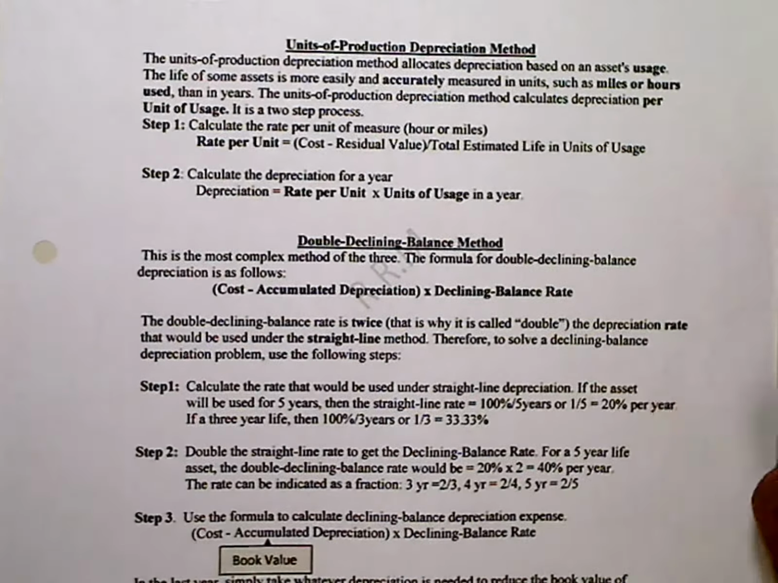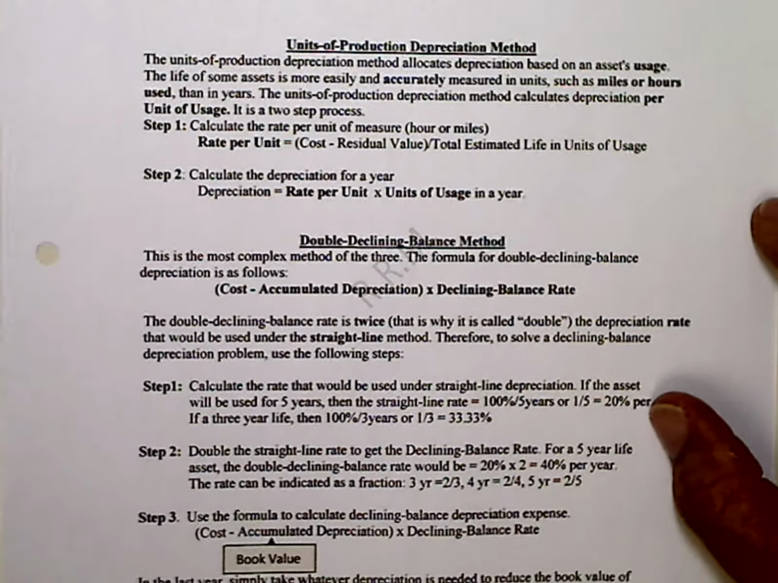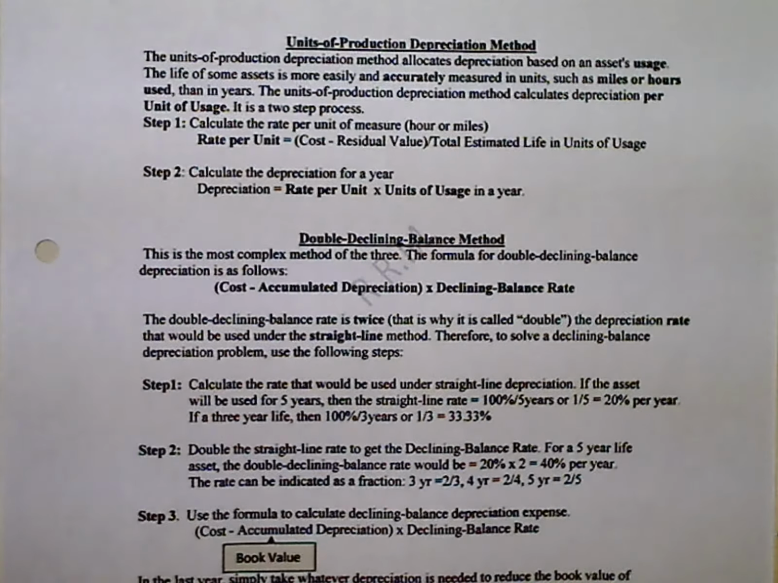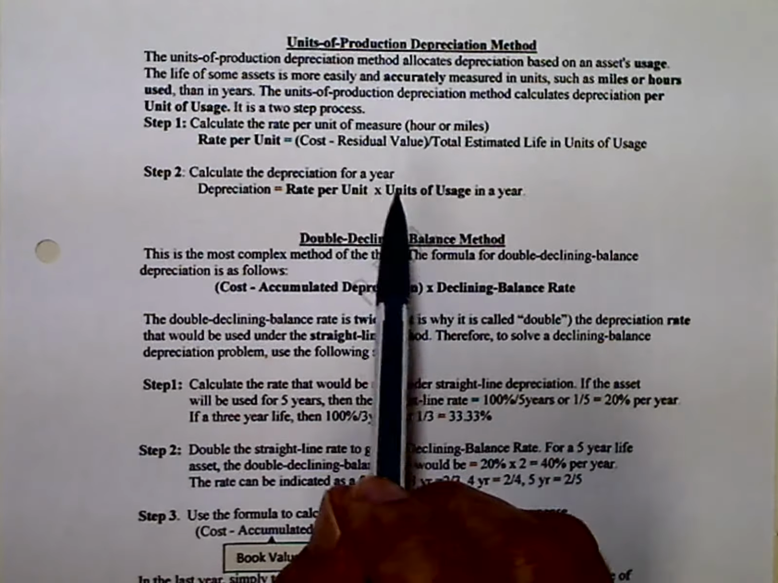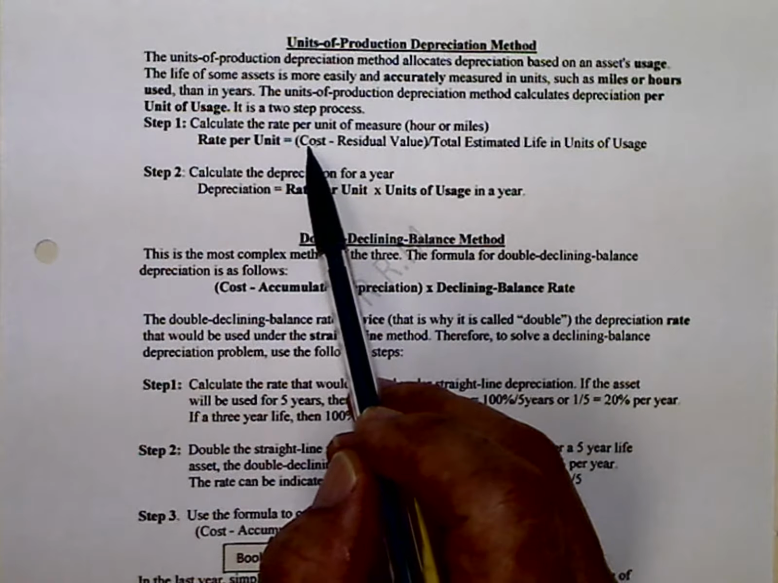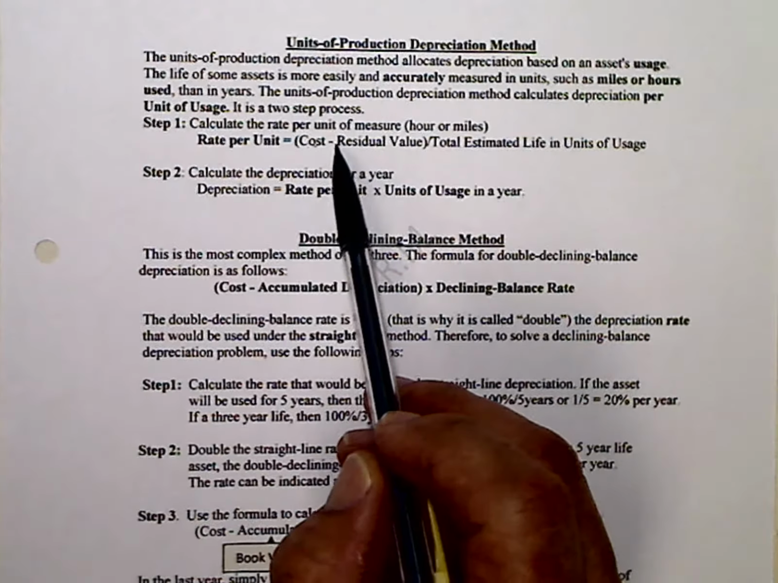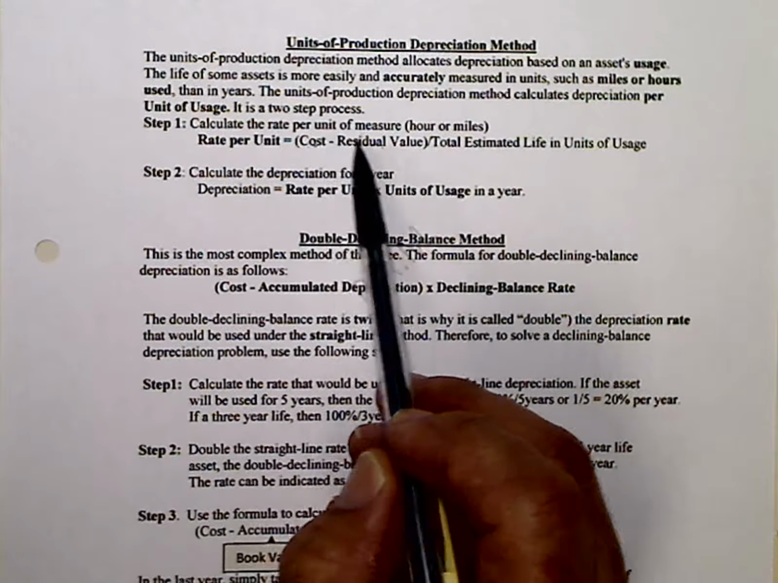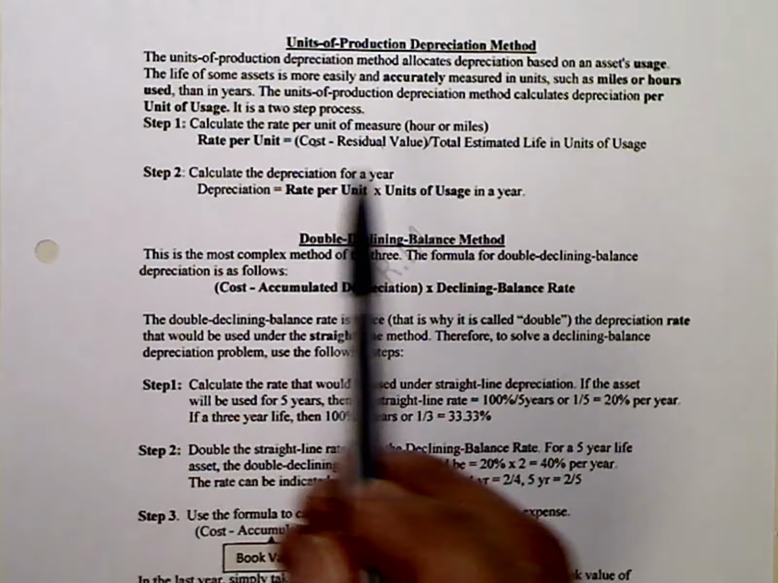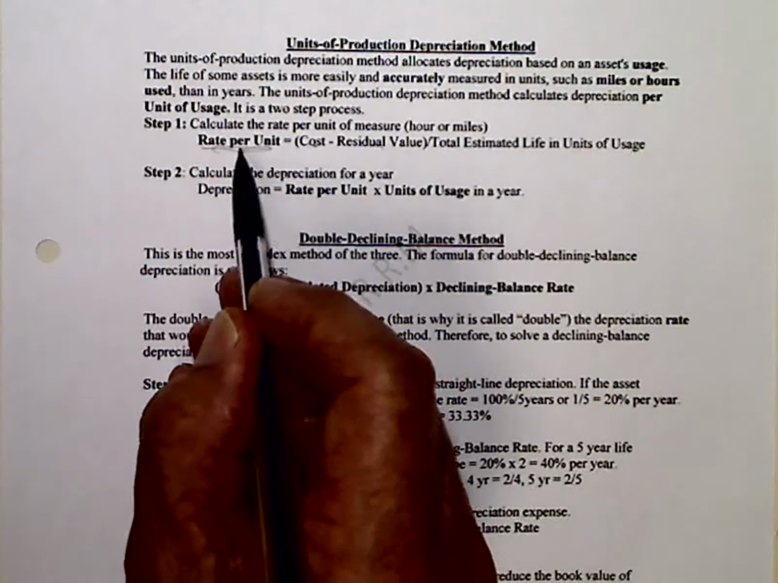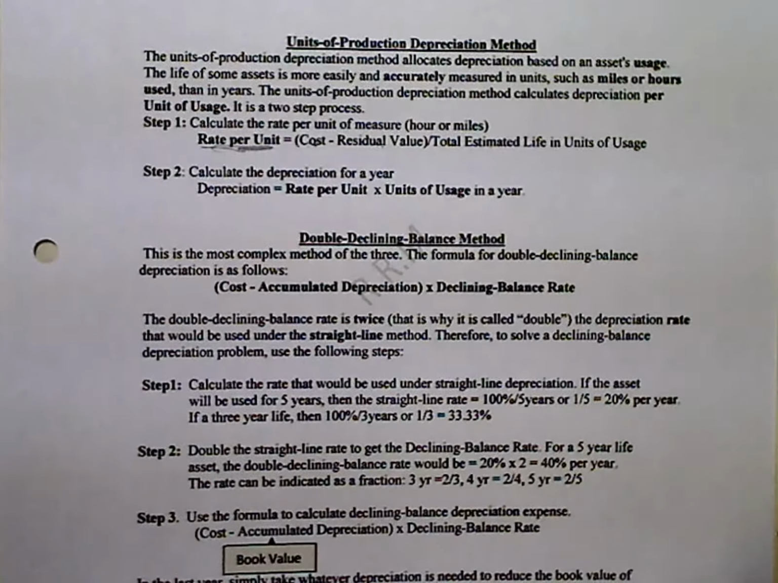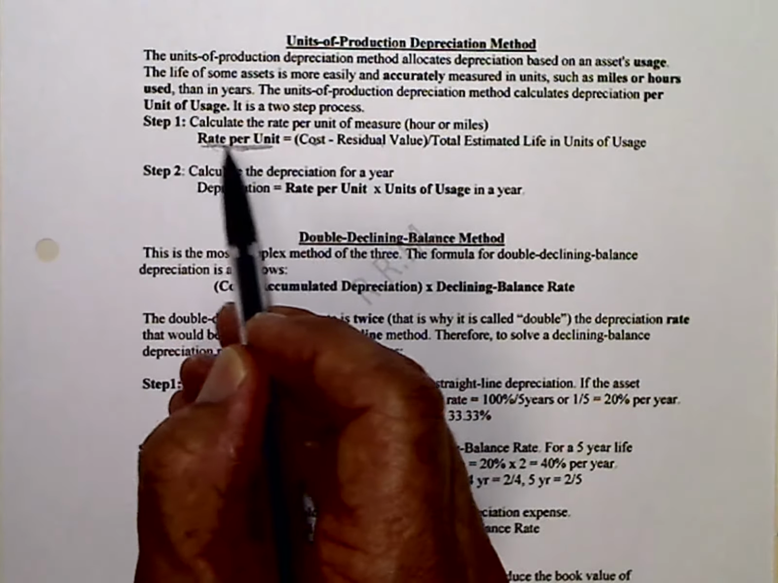The second method makes a lot of sense to most people. What you do is, right here it is, the cost. Step one, you take the cost minus the residual value. You're going to be given both of those, and the estimated life. Now this is going to tell you the rate per unit, per hour of usage, if it's that type of machine. It's going to tell you the rate per unit.